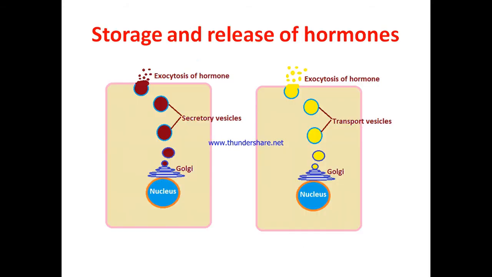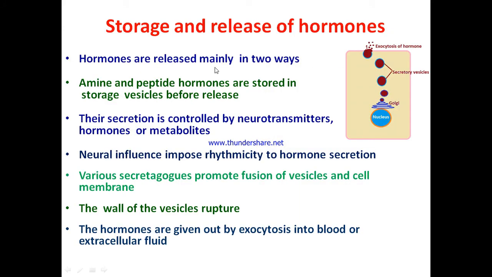Storage and release of hormones. There are two types of hormone release, and one is shown in this picture. Here the hormone is produced and stored in secretory vesicles until it is needed and then released. Here the hormone is produced and released immediately. So hormones are released mainly in two ways. Amine and peptide hormones are stored in storage vesicles before release. So they are synthesized and stored in storage vesicles, and then they will be released. So the control is over the release of the hormone. That is how the hormone action is controlled.